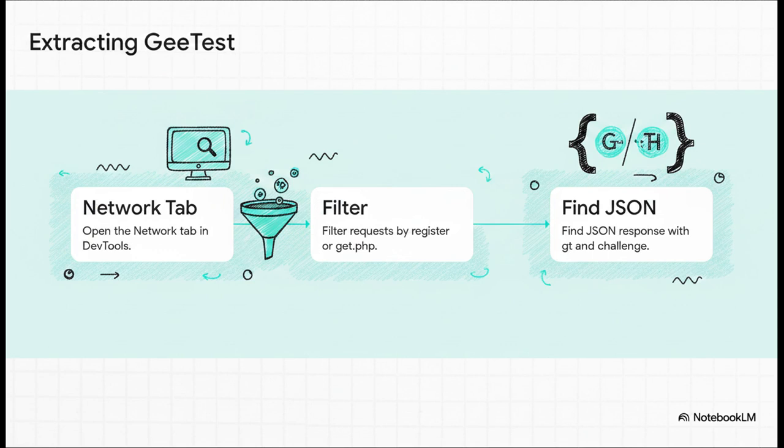Step 1, open the network tab in your DevTools. Step 2, filter the network requests by the terms register or get.php. Step 3, click through those filtered requests until you hit the JSON response. Inside that response, you are hunting for two very specific string values, GT and challenge. You extract those, fire them over to CAPTCHA AI, and boom, you've bypassed the problem. It is all about monitoring the network traffic here.